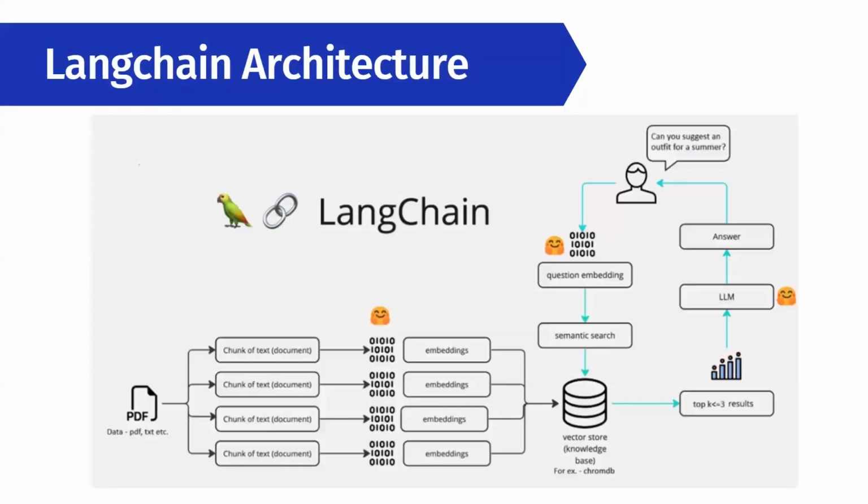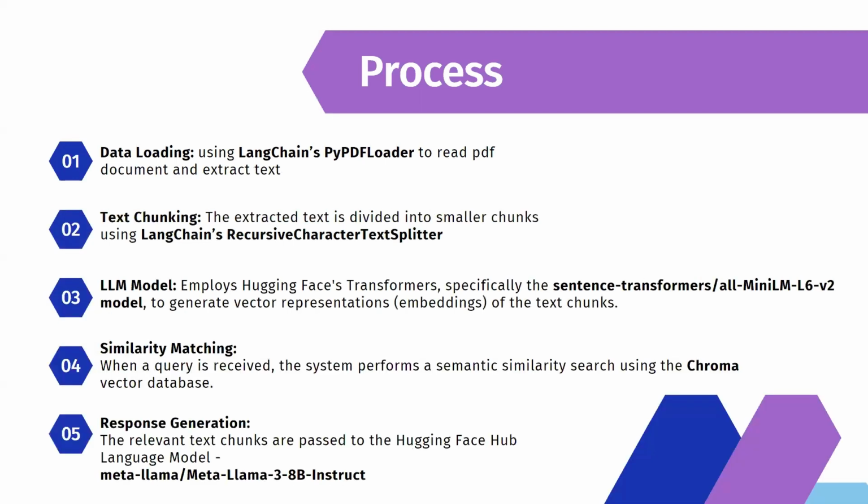So firstly, we will load data using LangChain PDF loader to read PDF documents and extract text, and then divide the extracted text into smaller chunks. After that, employing HuggingFace Transformer to generate vector embeddings of the text chunks, and we will store them in a VectorDB. After that, when a user query is received, the system will perform semantic similarity search using Chroma VectorDB and retrieve the top three results, which is used by the LLM to generate a response. Here is the complete process of the architecture we are going to follow today for building our chatbot.